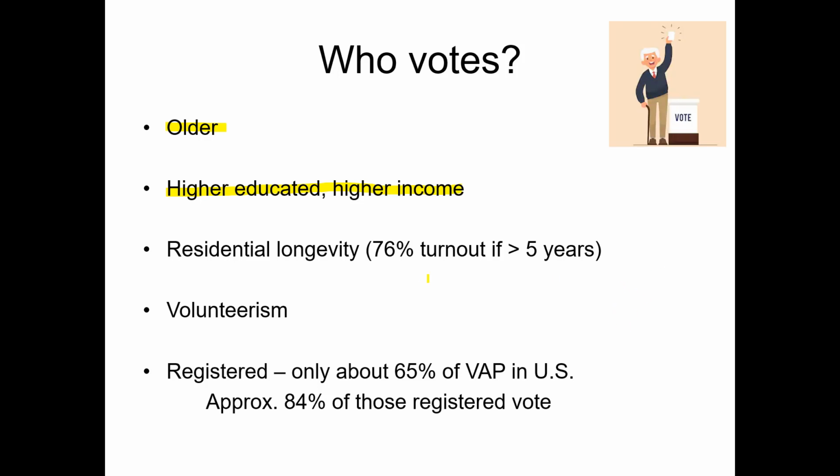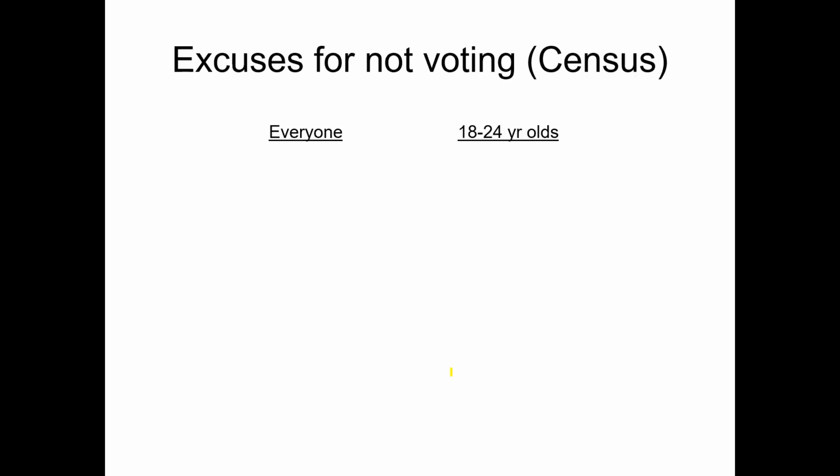If you live longer in one place, what they call residential longevity, the turnout increases quite significantly if you've been living in the same place for more than 5 years. Again, that's just another reason for you to be more interested or vested in the community. Volunteerism, which we mentioned, the higher the volunteerism rates are, the higher the voting rates are. And we also see that if you're registered, you have a considerably higher percent of turnout to vote, but only about 65% of the voting age population in the United States registers to vote. Talk about that again here in a minute.